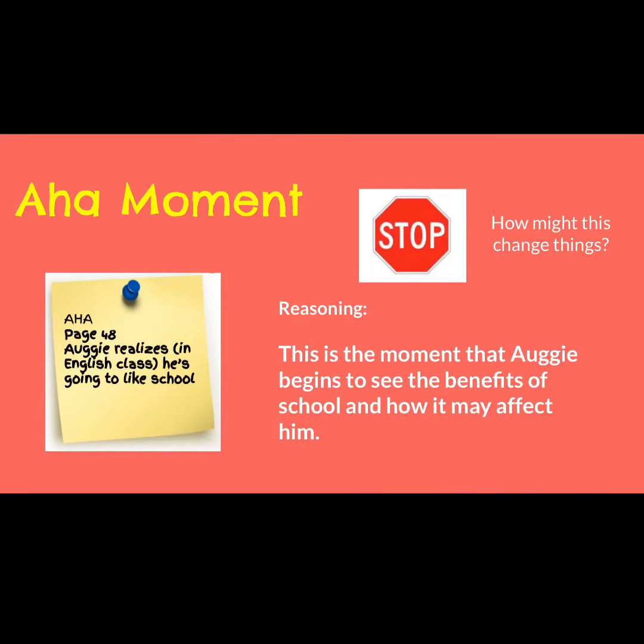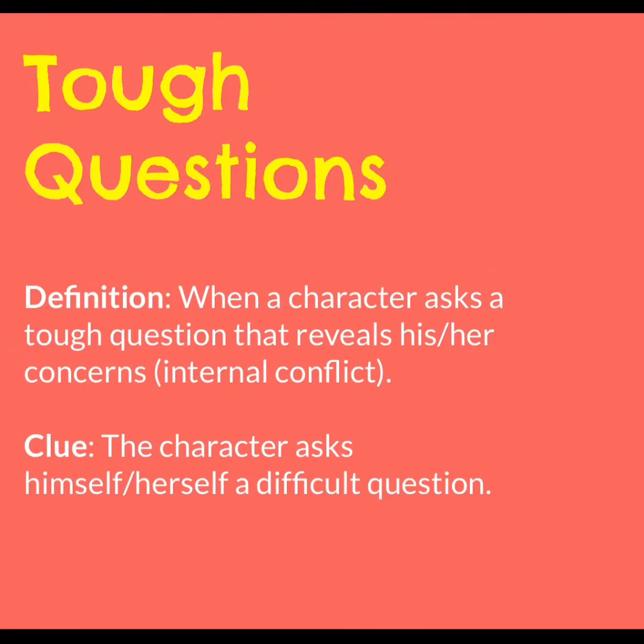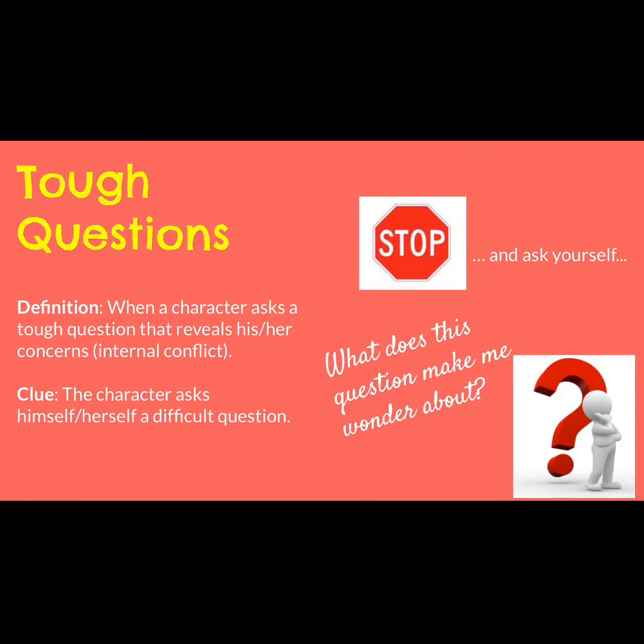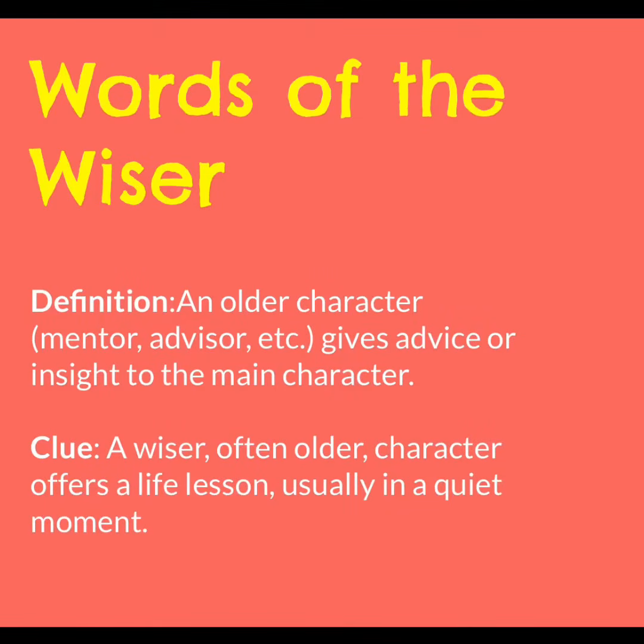Our third signpost is the tough questions, and the definition for that is when a character asks a tough question that reveals his or her concerns, which are internal conflicts. And a clue for that in the story is when the character asks him or herself a difficult question. When I come across a tough question in the story, I stop and I ask myself, what does this question make me wonder about?